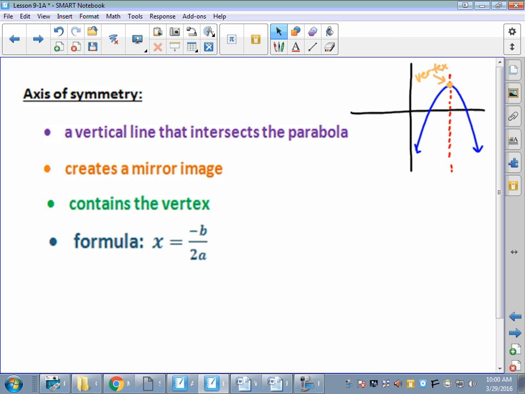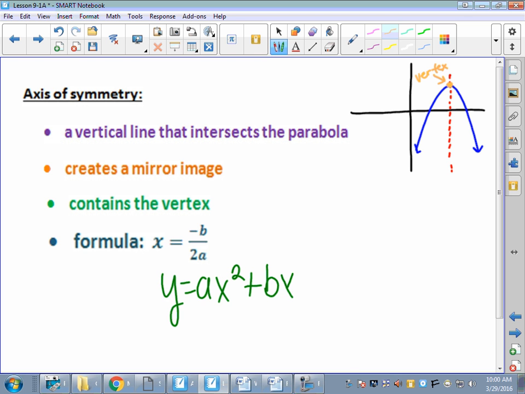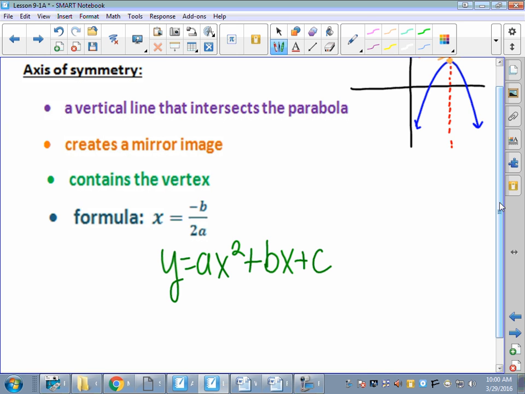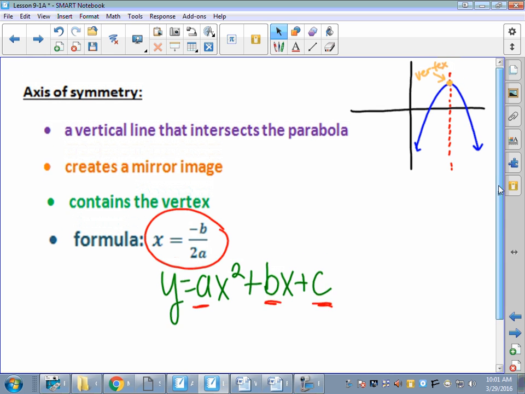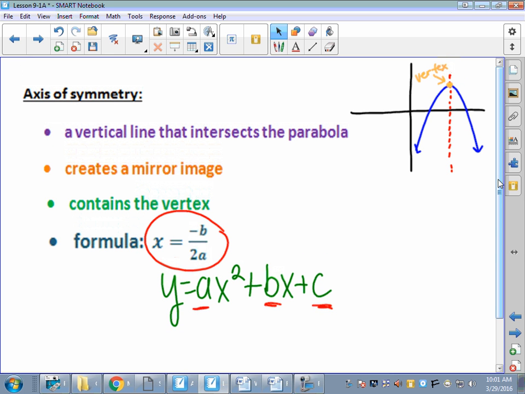And last but not least, to find the axis of symmetry, we've got a formula. Remember, we're dealing with our standard form. And just like we identified A's, B's, and C's when we factored, what multiplies to A times C but adds to B, we can identify A's, B's, and C's and use those values in our formula, x equals negative B over 2A. If your B is already negative, you're going to make it a positive. If your B is positive, it's going to be a negative because of that formula. Notice it's x equals because it's actually a line. A vertical line is always x equals something. So negative B over 2A.